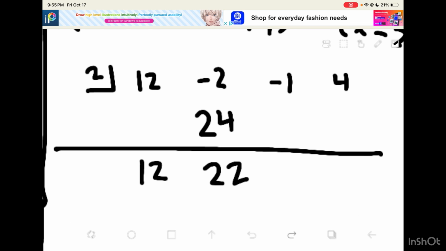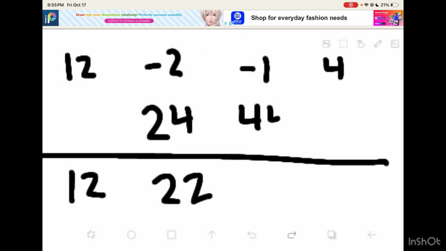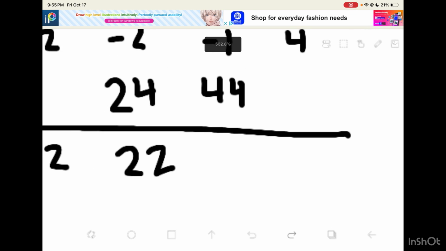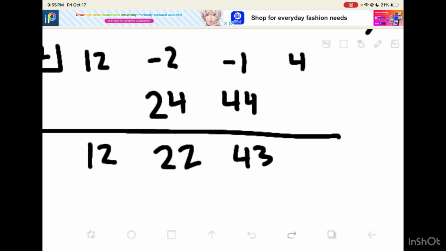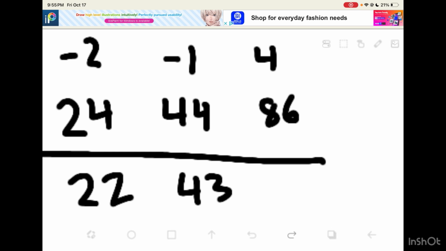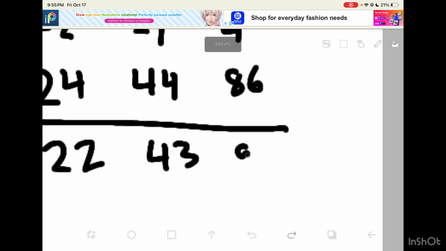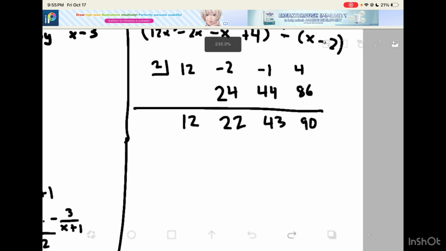Repeat. Once again. 22 times 2, 44. Add the negative 1 and 44. 43. Once again, do it again. 43 times 2, 86. 86 plus 4, 90. It's very simple. Much simpler than this one, right?